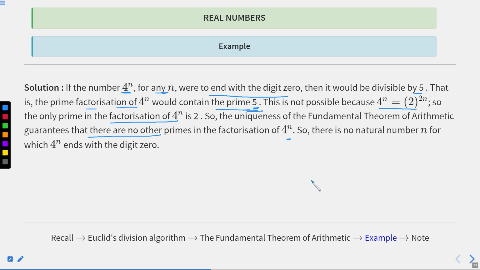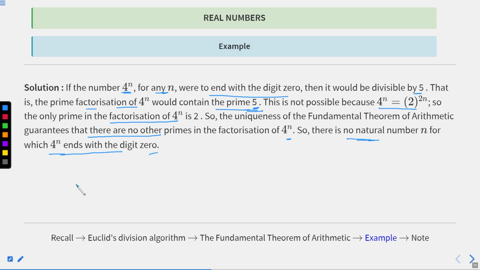So there is no natural number n for which 4 to the power n ends with the digit 0. So there is no natural number for which 4 to the power n ends with the digit 0.